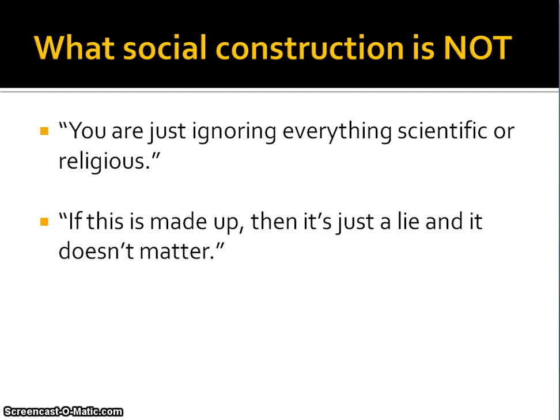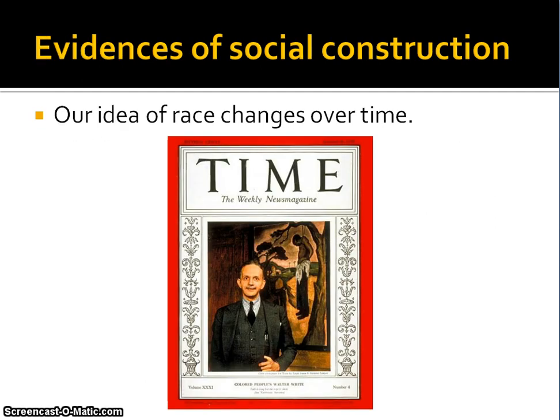Now, when we're looking at evidences of social construction, one of the things we can look at is that our idea of race changes over time. Those physical things, the people's skin color, facial features, etc., those haven't necessarily changed. But what we've built with them has changed over time. Here's an example of that.